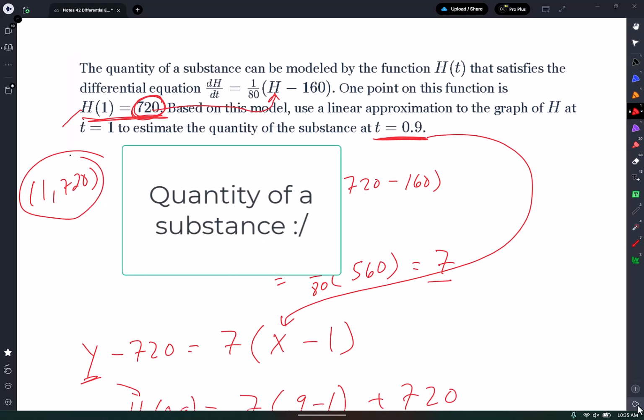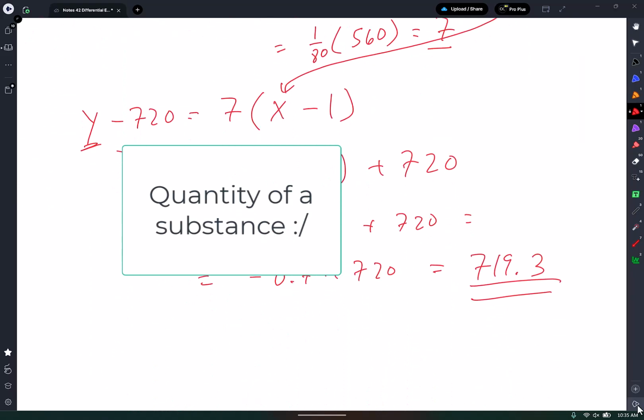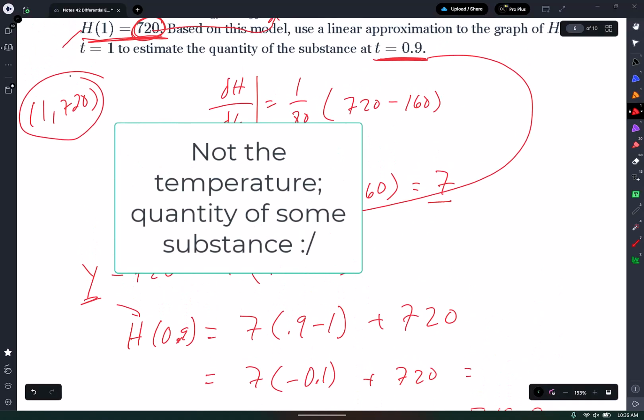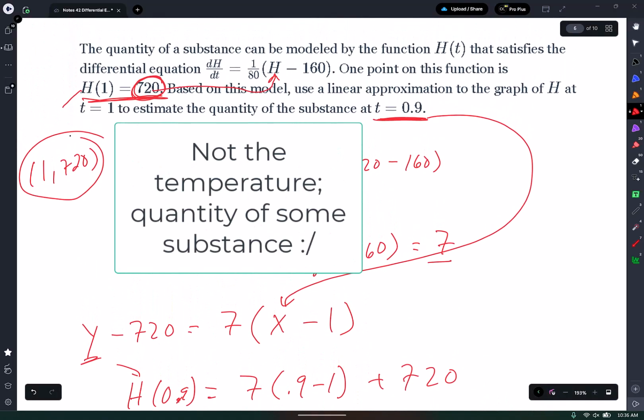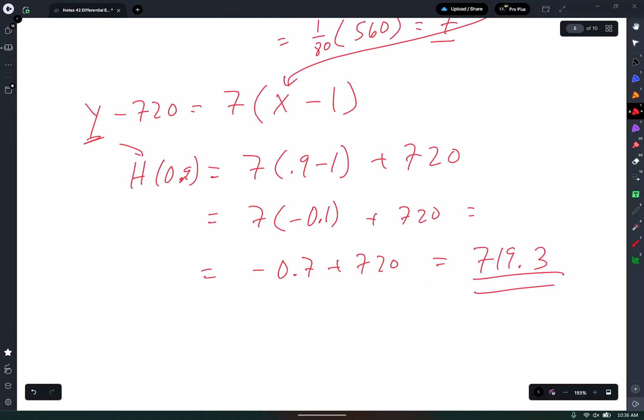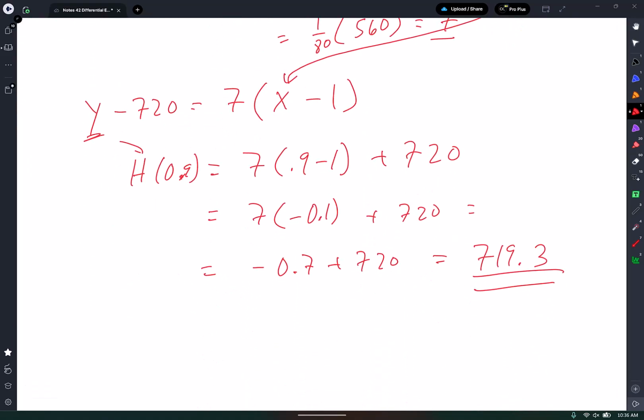I'm assuming this is degrees. No, they don't tell me. It just says that's a temperature. Is it a temperature or is it a substance? That's a quantity of substance of something. Sorry for saying degrees, I don't know why I'm thinking of a different problem.